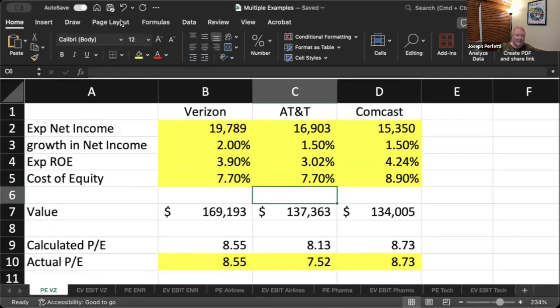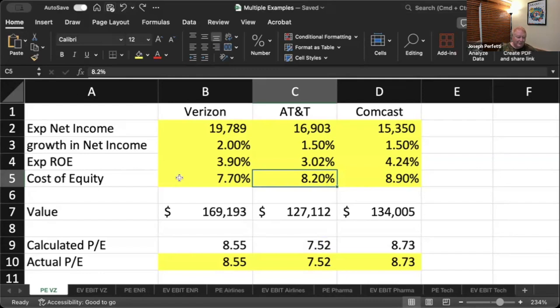But it's not. It's higher. Therefore, the PE is even lower. So one of the other reasons Verizon is trading at a premium is because they have a lower cost of equity. So just remember these three reasons when you explain.